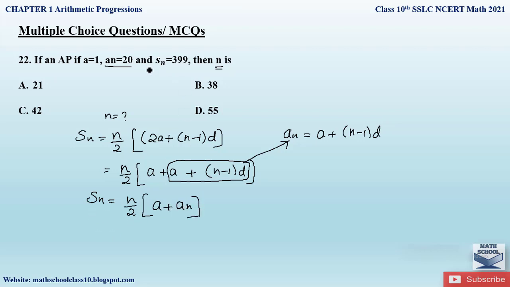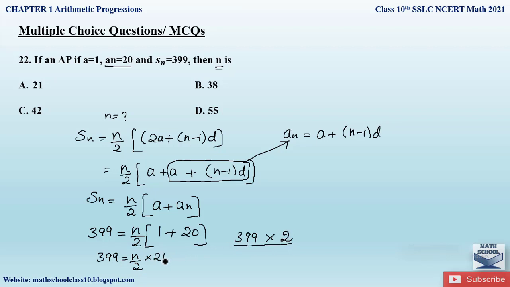Right, so now we can substitute the values given in the question, where Sn is equal to 399, equal to n, which we have to find out, into a value is 1 plus an is given as 20. So 399 is equal to n divided by 2 into 20 plus 1 will be 21. So send all the other terms to the left hand side except n. 399 into, since this 2 is in division form, when it comes to the left hand side it will become multiplication, divided by, again here 21 is in multiplication, when it comes to the left hand side it becomes division, equal to n.